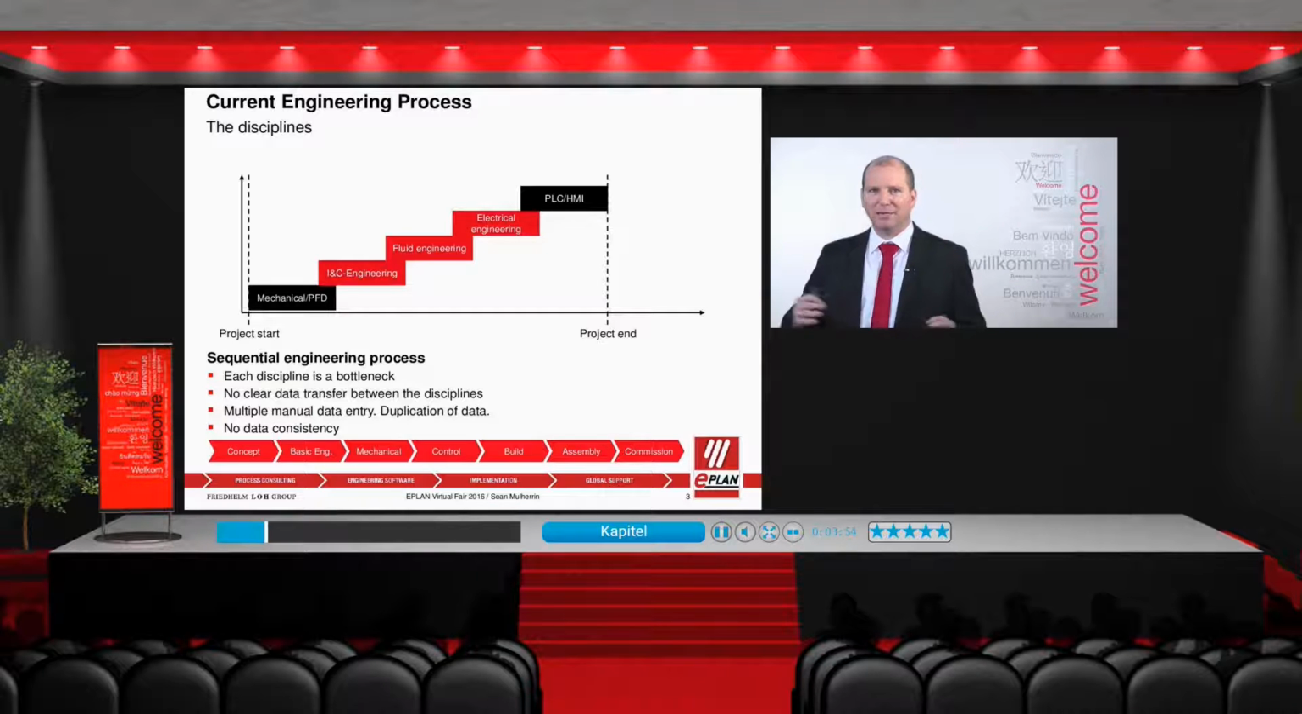Throughout this entire process, you use multiple different tools, different software, and different data formats, and a lot of times the data needs to be entered over and over again. You take the data that's already been entered and you have to enter it again because the software systems are not compatible. So you have a bottleneck after each individual discipline. There is no clear data transfer between the disciplines. There's manual data entry at every single switch. And finally, no data consistency throughout the system. So we want to change that.